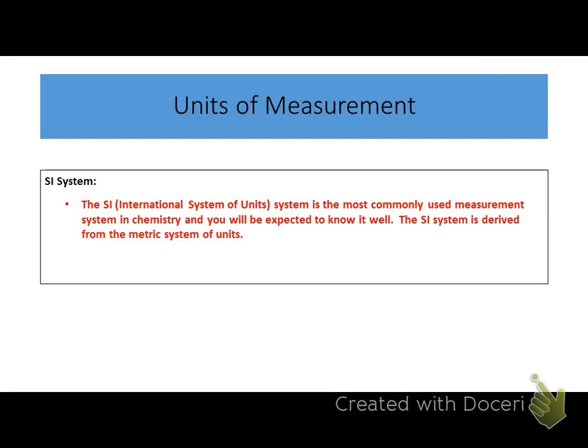Alright, now, because the metric system is so important, scientists eventually got together and they adapted a kind of derived system from the metric system called the SI system, and this is known as the International System of Units. And this system is adopted by the entire world as a measurement system that we can use to communicate all over the world, and so everyone is uniform. And so you're going to learn all the units of the SI system.